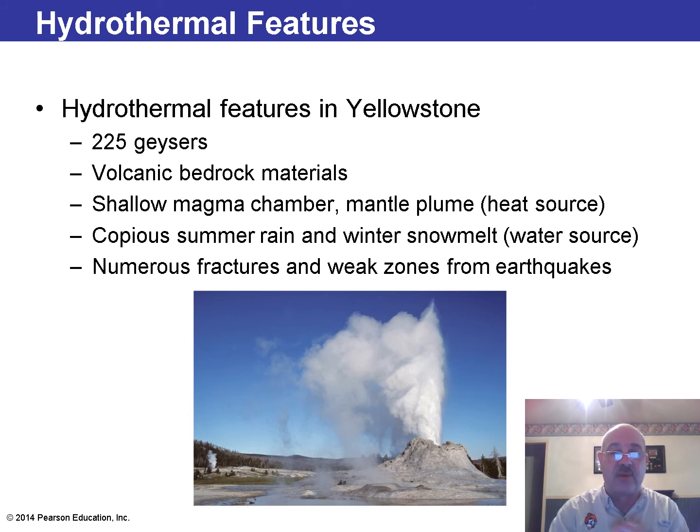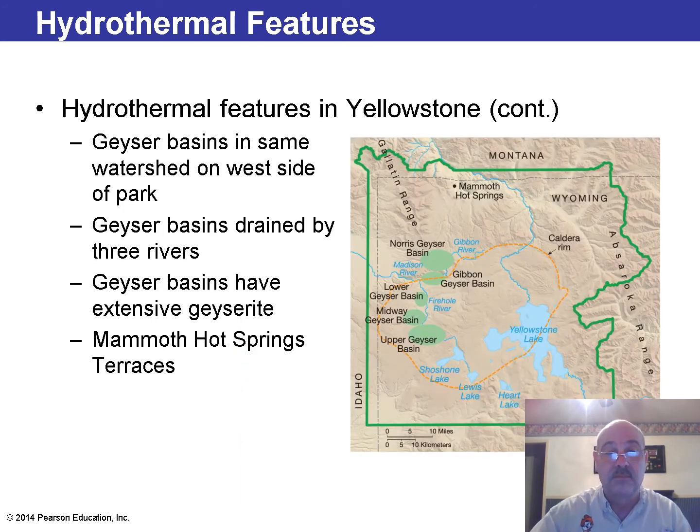So, some of the hydrothermal features at Yellowstone: 225 geysers, volcanic bedrock materials, okay? A shallow magma chamber, mantle plume, heat source, hot spot, don't forget that. Copious summer rain and winter snowmelt are your water sources, okay? Tell you in late summer. Numerous fractures and weak zones from earthquakes. Remember, there's a lot of tectonic activity. In fact, the lake is lifted up on one side and dropped on the other. There's a lot of tectonic stuff going on at Yellowstone, especially in the last few years, okay?